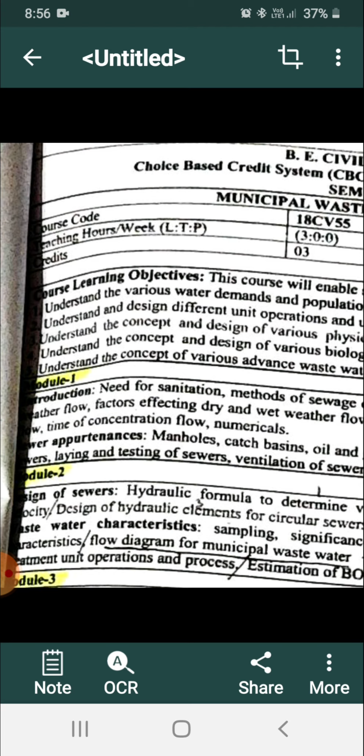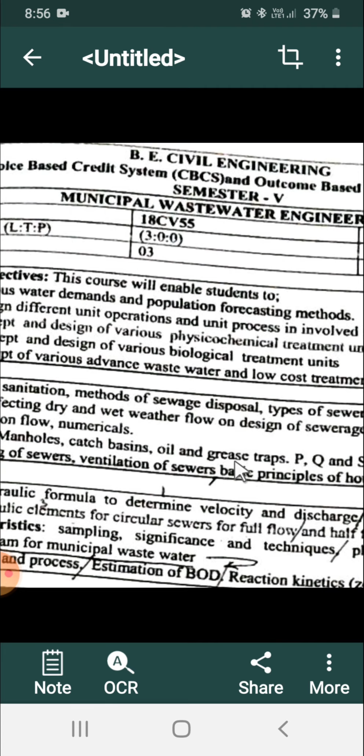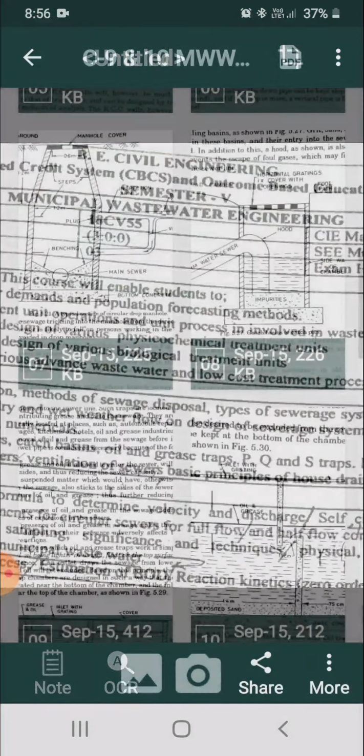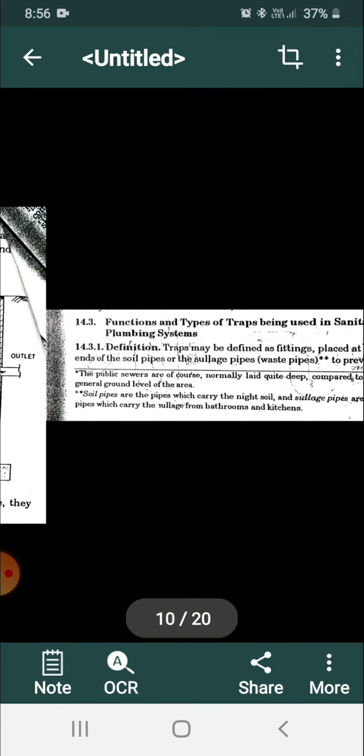Next is sewer appurtenances. Sewer appurtenances means manholes, catch basins, oil and grease traps, PQS traps. We have studied all those things.